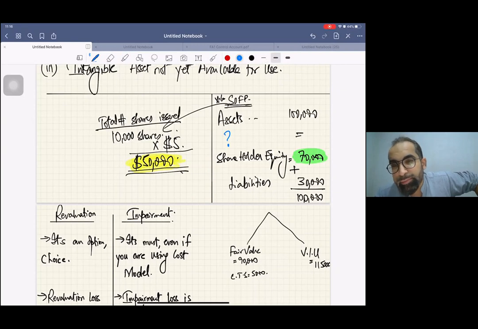Just think over it. We are reporting the equity in the balance sheet, in the SOFP, as 70,000. But in the market, people are just ready to pay only 50,000. That means our equity is overstated. Things are overstated in the company. Things need to come down. Things need to be impaired. Not getting it? Think over it. Giving you time.